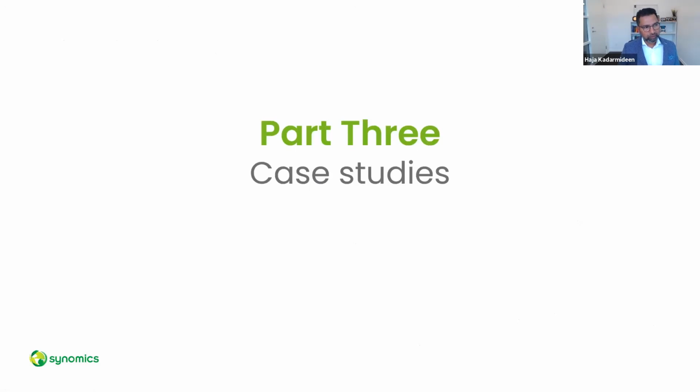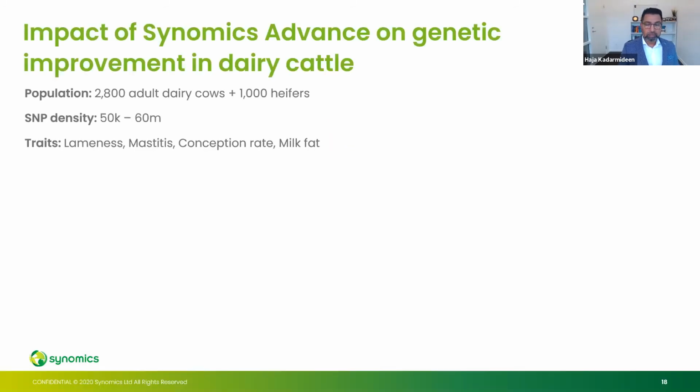So hopefully I've given you an overview of the advances in different technologies that are critical for genomic selection going forward. But here, I wanted to put in two case studies that we have done, one in dairy cattle, the other one in poultry, to show the benefits of the Synomics Advance. So the first one is in a dairy cattle population. This data came from our own farm, Grosvenor Farms in England. It's a data set with about 4,000 animals.